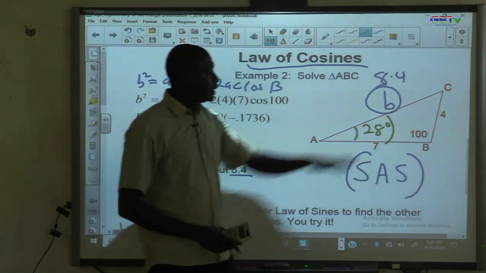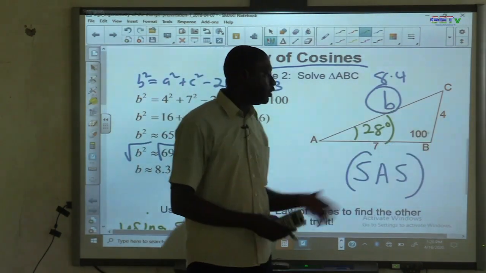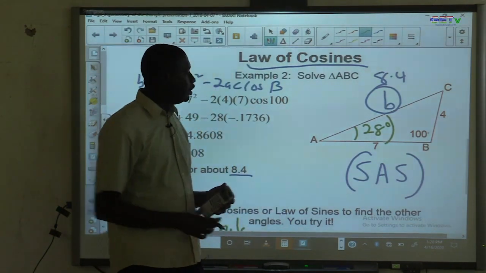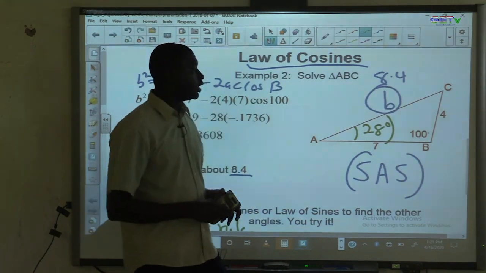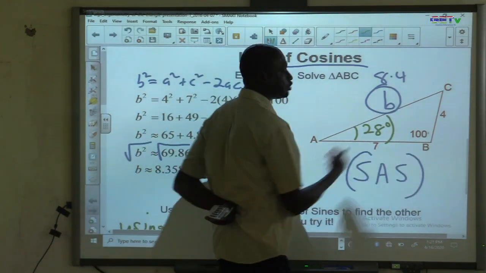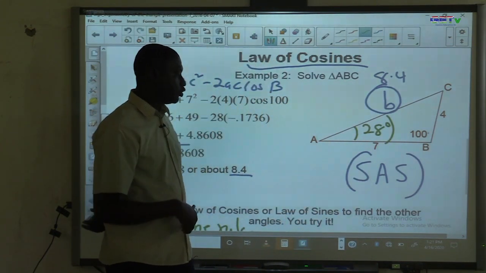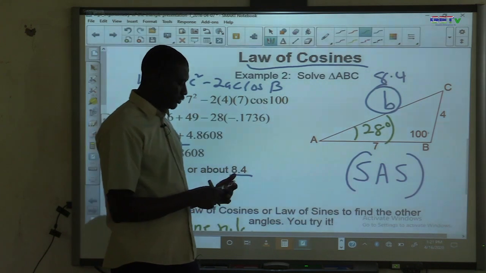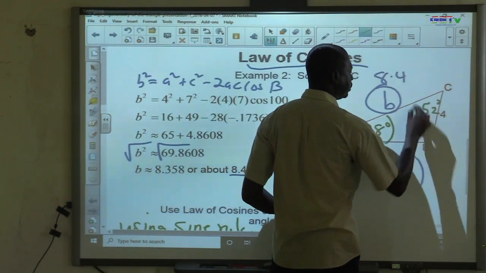So to get angle C, we'll apply the sum of the angles of a triangle is equal to 180 degrees. If we add the two together and subtract from 180, that will give us angle C. If we add these two together, that is 128. 180 minus 128 will give us 52 degrees.